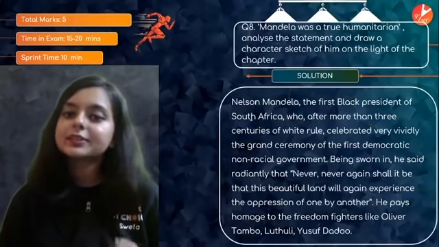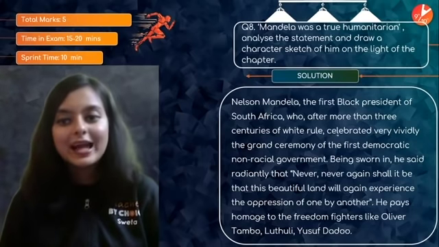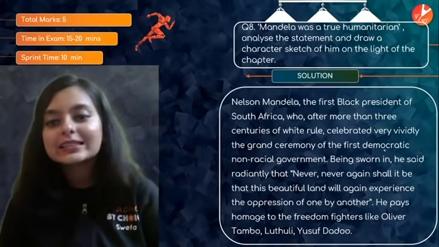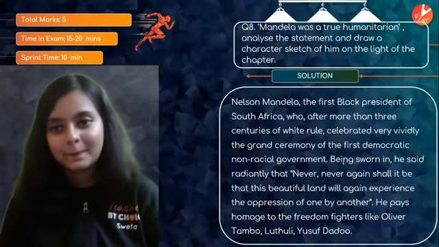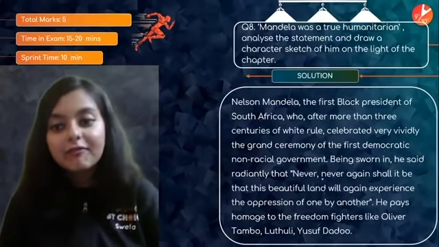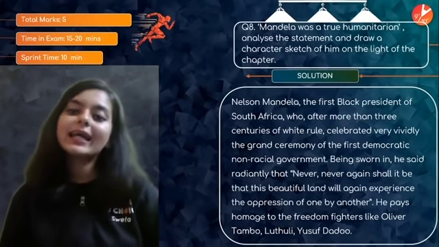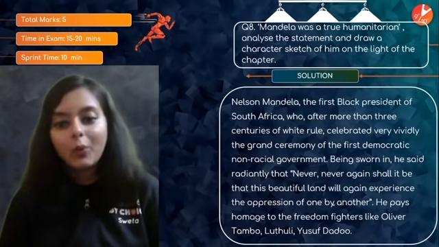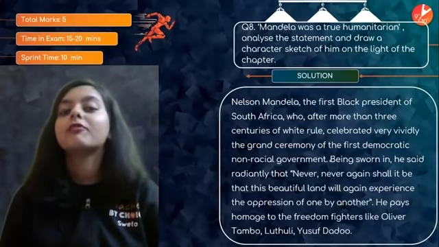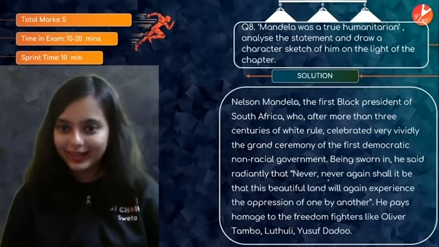He was the black president of South Africa who, after more than 3 centuries of white rule, celebrated very vividly the grand ceremony of the first democratic non-racial government. Being sworn in, he said radiantly that never again shall it be that this beautiful land will again experience the oppression of one by another. So he spoke against the supremacy of one race over another, right?